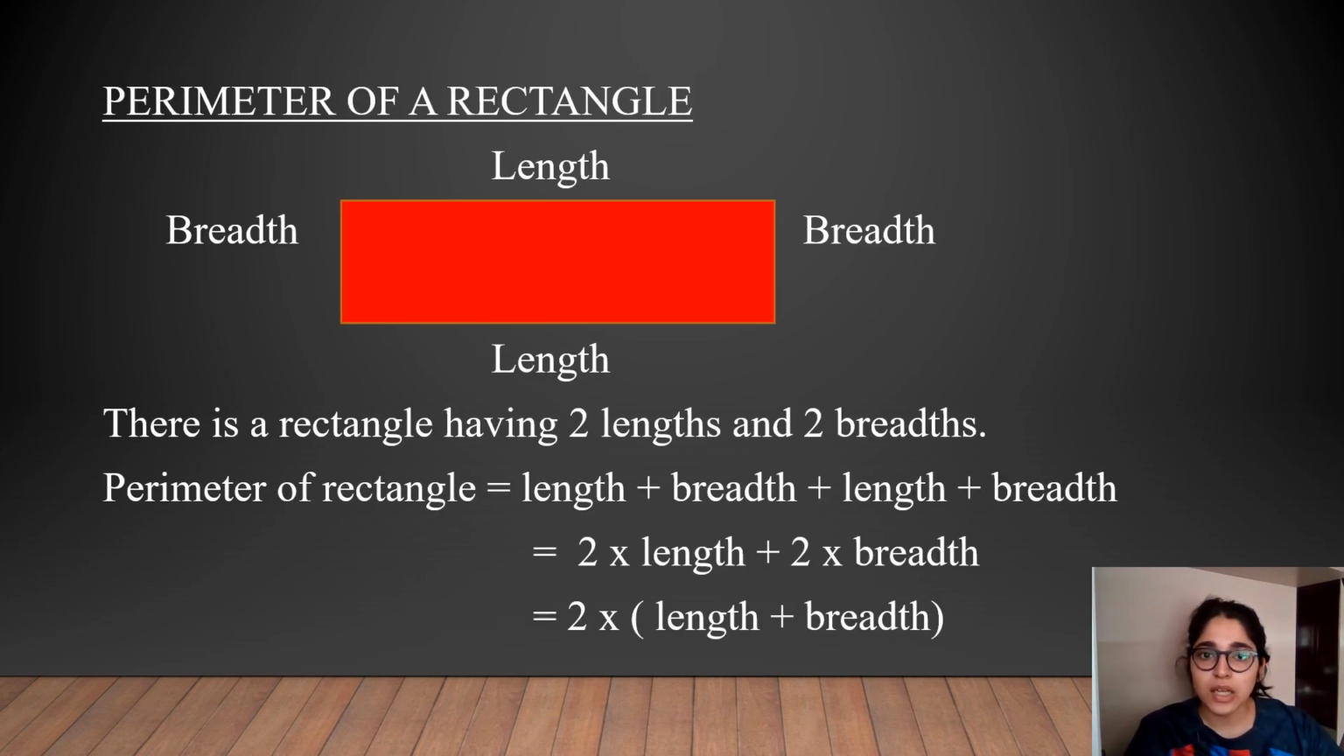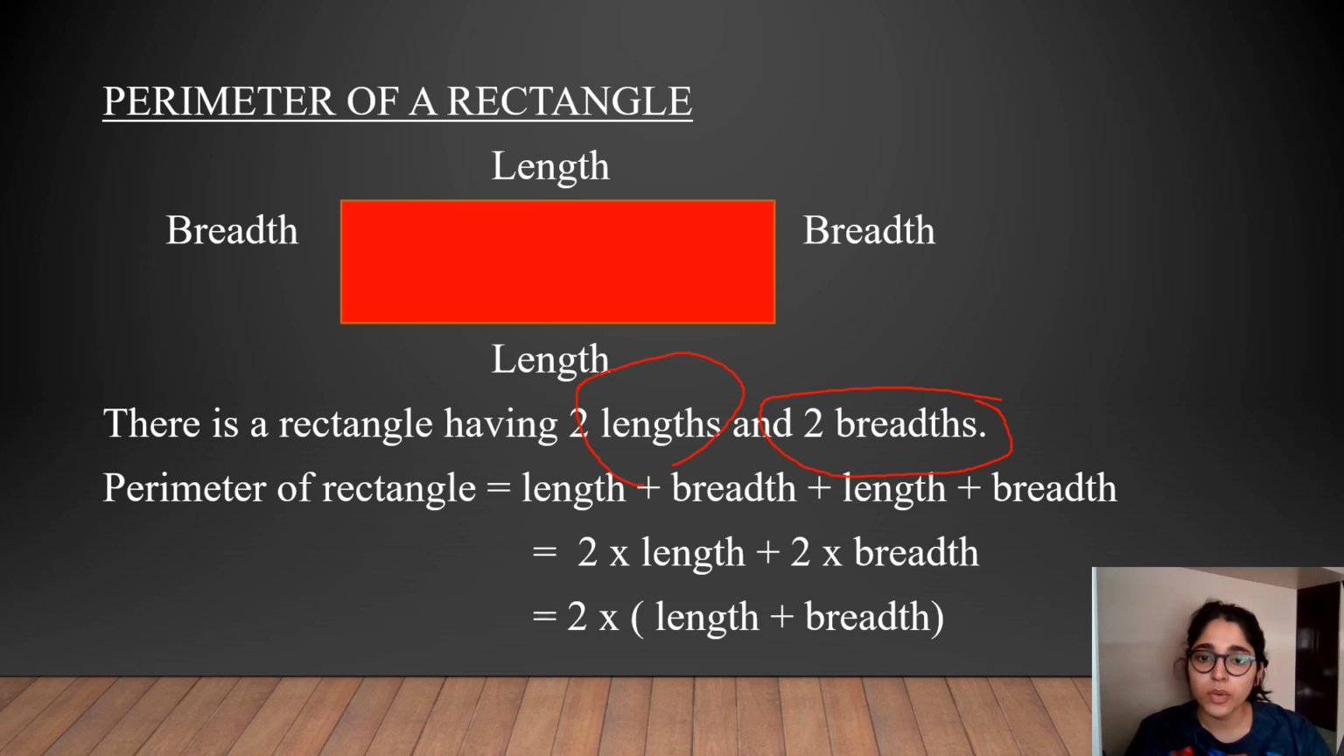So first we'll start with the perimeter of a rectangle. A rectangle has length and breadth, where length and breadth are not equal most of the time. So over here we have a rectangle which has two lengths and two breadths. So therefore the perimeter obviously will be where you are taking the length over here. So two lengths and two breadths are present.